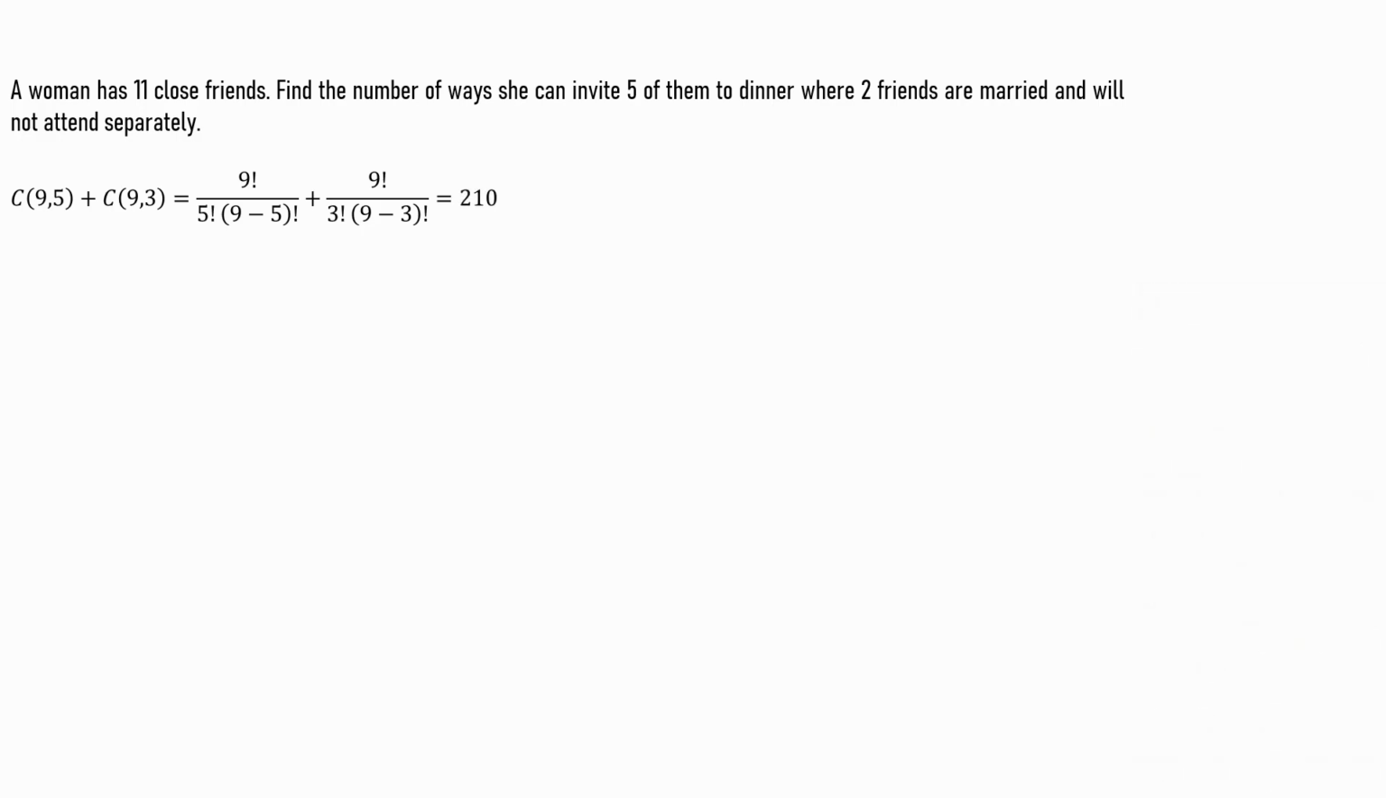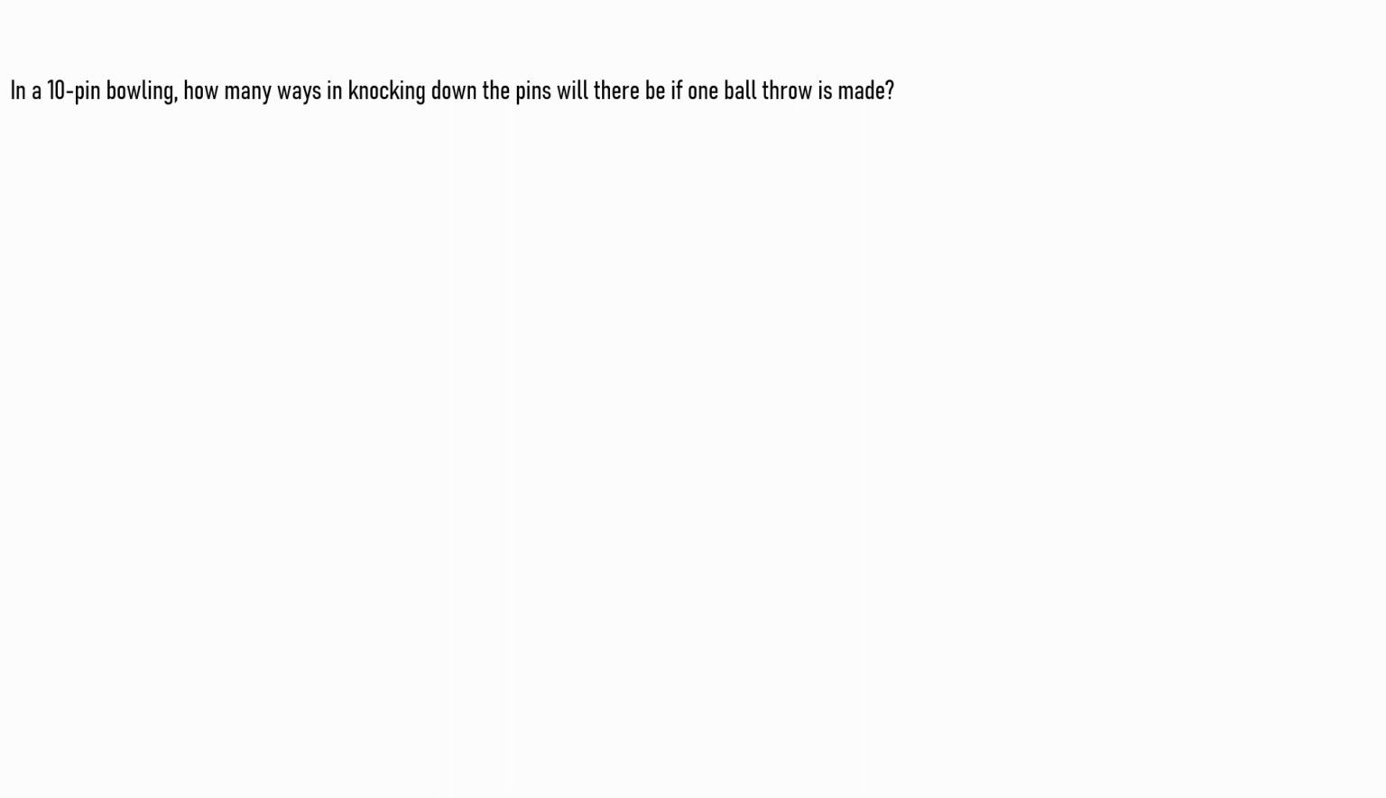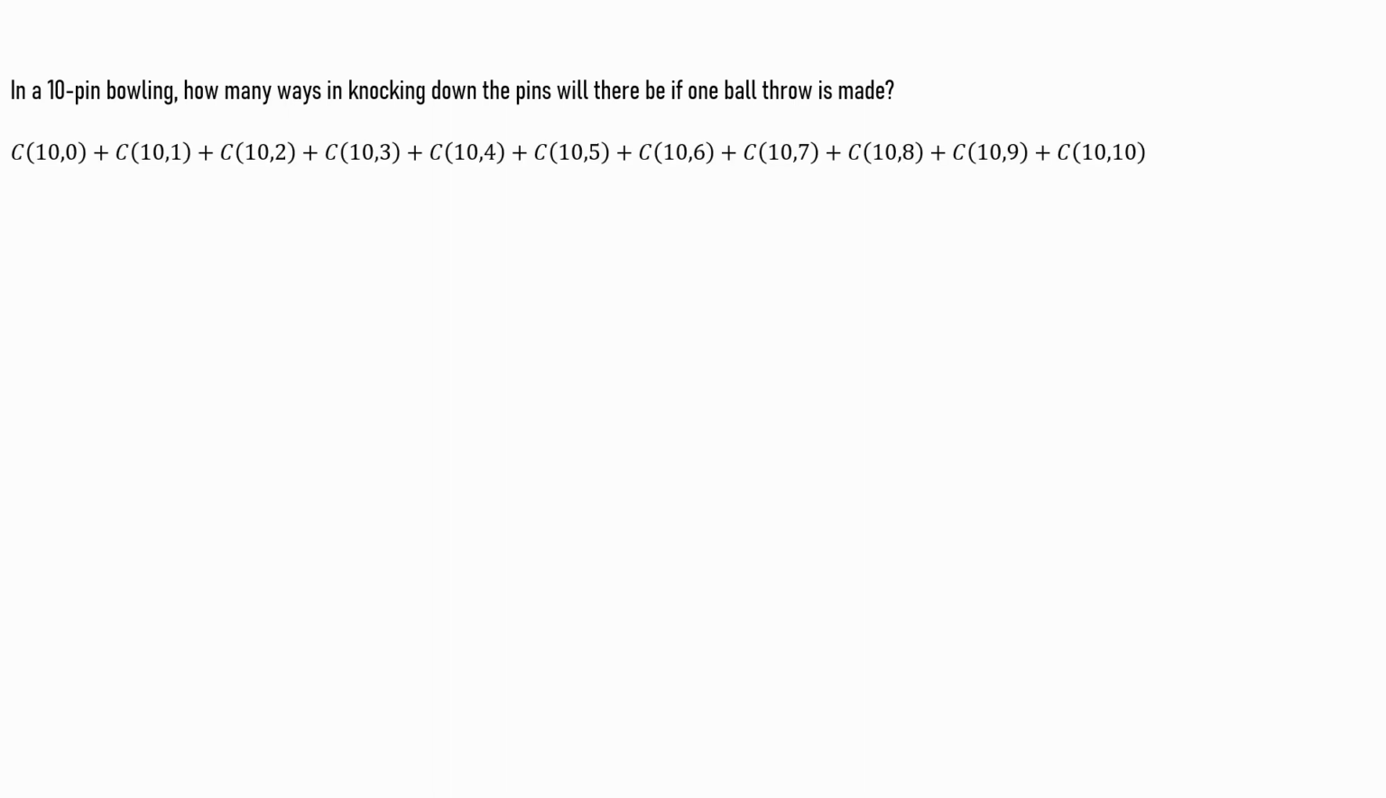And so 210. Next, in a 10-pin bowling, how many ways of knocking down the pins will there be if one ball throw is made? In bowling, this is how our solution goes. The first term: you have 10 pins and none are knocked down, so the combination of 10 objects taken 0 at a time. How many ways are there for that? In the equation it is just 10 factorial over 10 factorial, so there is only one way where none are knocked down.